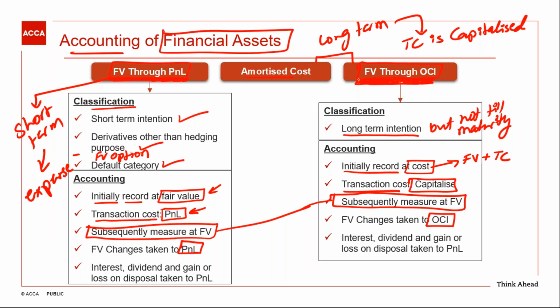Mohammad Fazan is saying, sir, in fair value through OCI, the business model test must be followed. Basically, the business model test means the intention. So if my intention is to hold and sell, this means this is the business model test for the OCI.